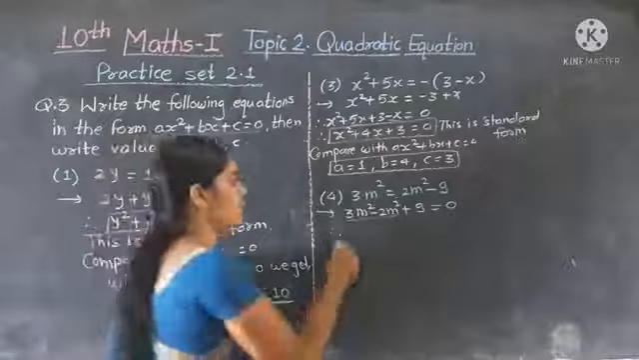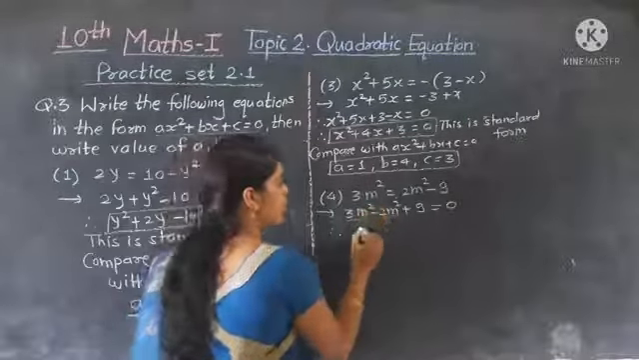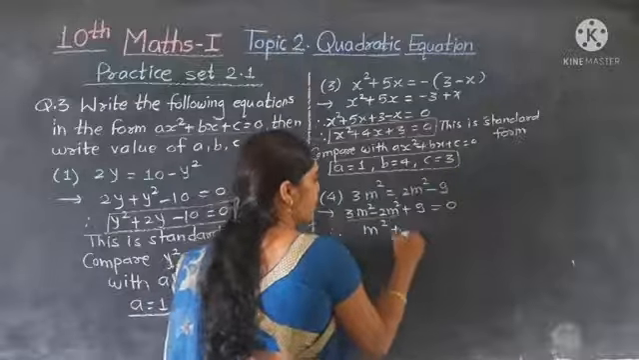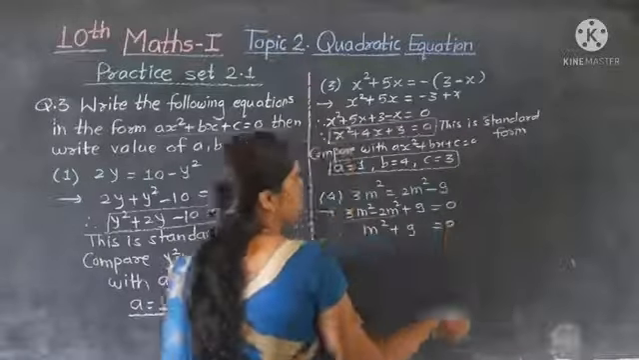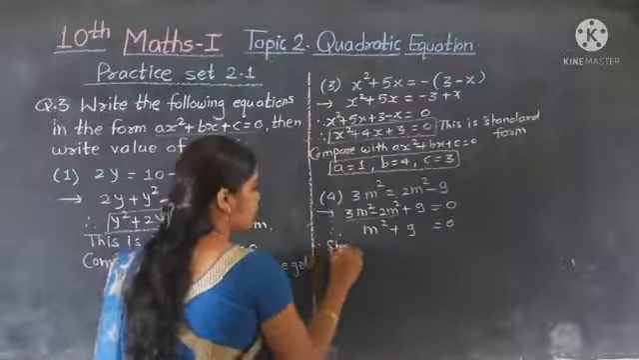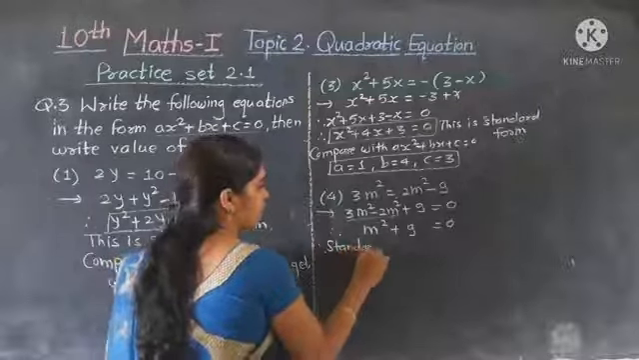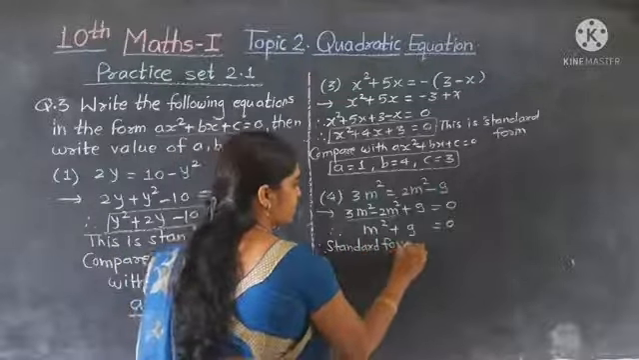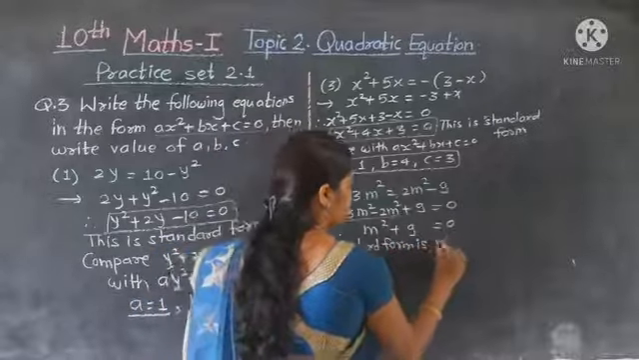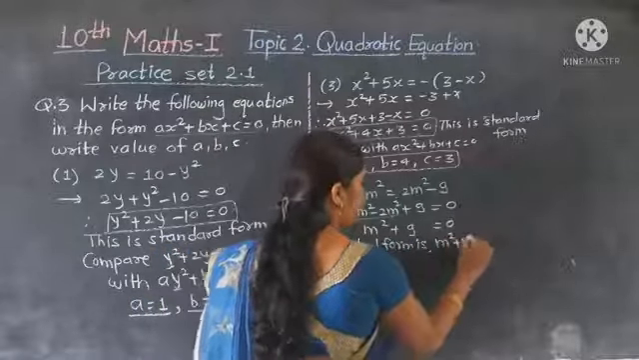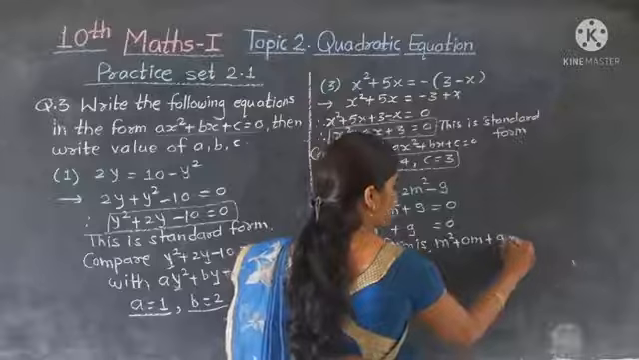3m square minus 2m square is only m square plus 9 is equal to 0. Therefore, we write the standard form. The standard form is m square plus, you write here 0m plus 9 is equal to 0.